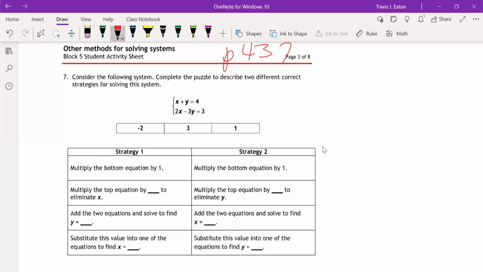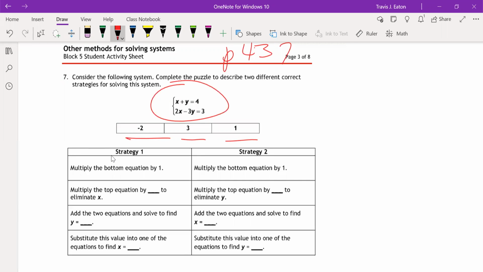Let's consider the following system of equations. We're going to complete this puzzle to describe two different correct strategies for solving this system. So we're going to look at this system right here. And these are our choices of what we can put into the blanks as we move on.